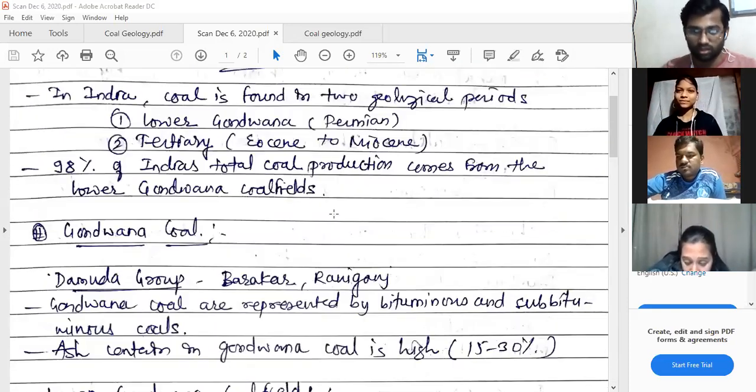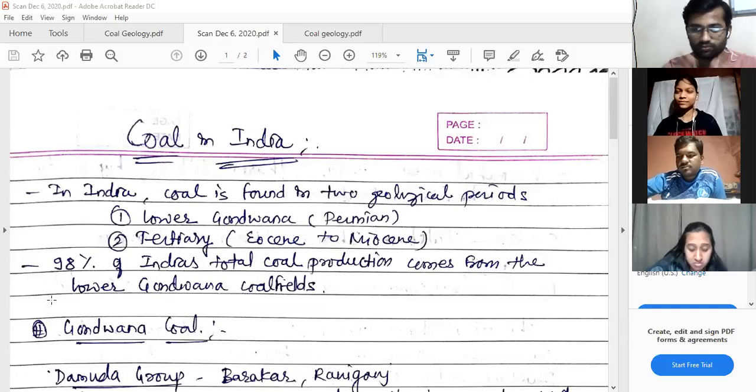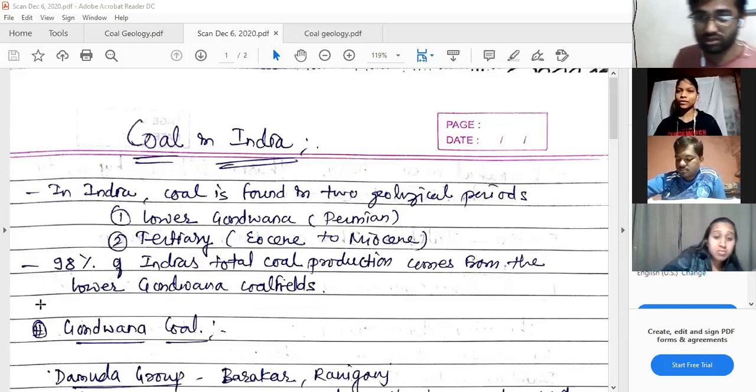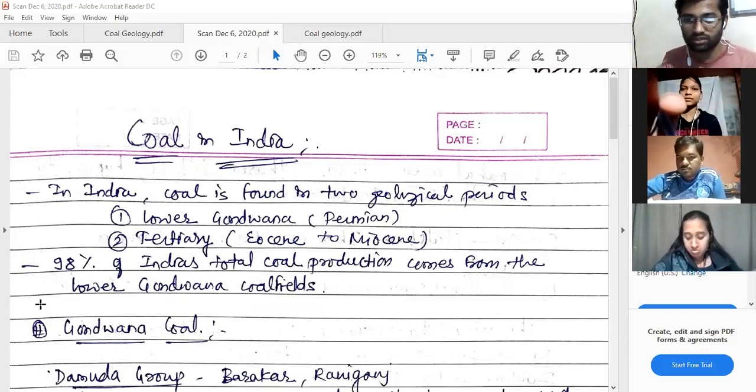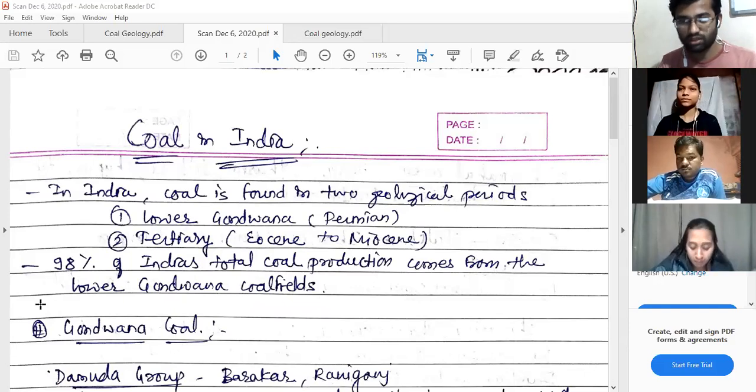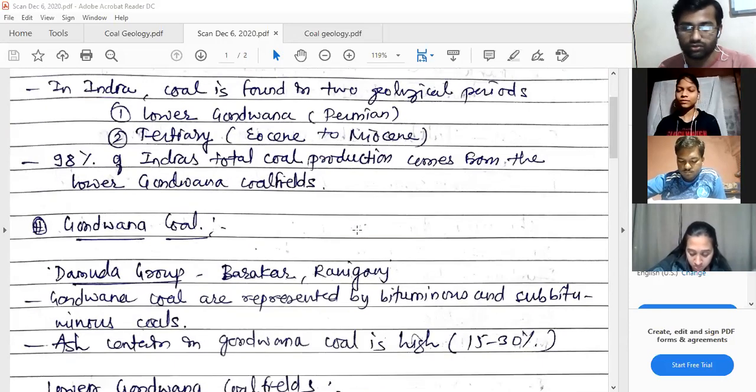Tomorrow we'll see some important coalfields like Jharia, Bokaro in a little bit of detail. So this is about Gondwana coal. This is only Gondwana coal; I'm not talking about lignite deposits. This is just the lower Gondwana coalfields. Again, we have some coal deposits in upper Gondwana also, very few, but they are still there. So this is about coal in India.